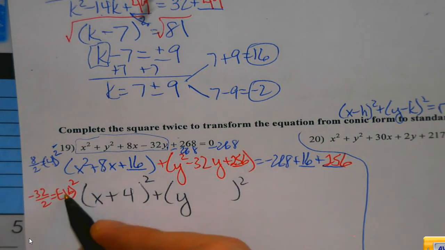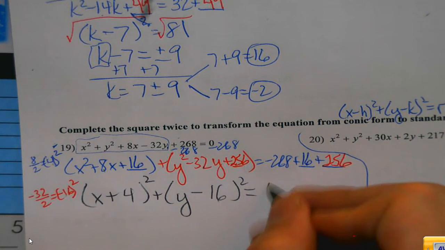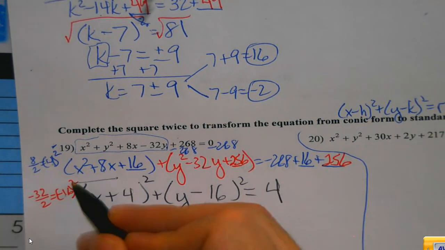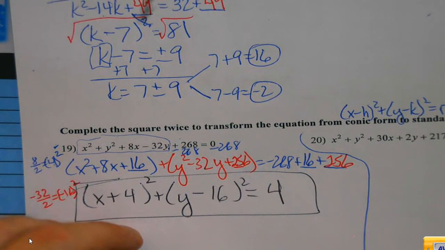Half b, the number in parentheses for my y, negative 16. And add those guys up, and I am in standard form. Okay, it doesn't take long. I just got to use my sheet to kind of help me out to get there. So that's the exact same thing I'm going to do on 20, to the t. And we'll have you set there.